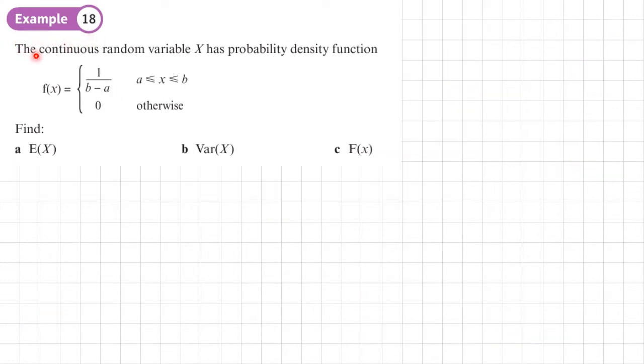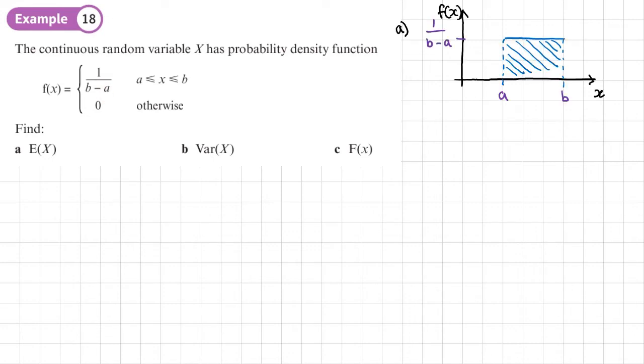Example 18. The continuous random variable x has this probability density function, this PDF, and in part A we need to start by finding the mean, and as I do with all of these questions, I draw the distribution out first. Right, so here's the drawing of my distribution.